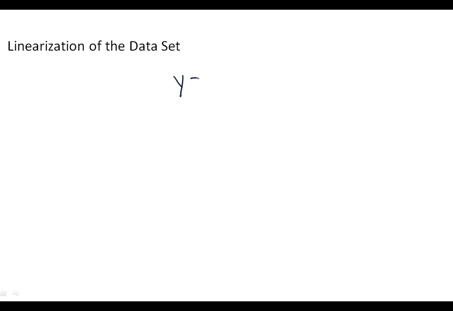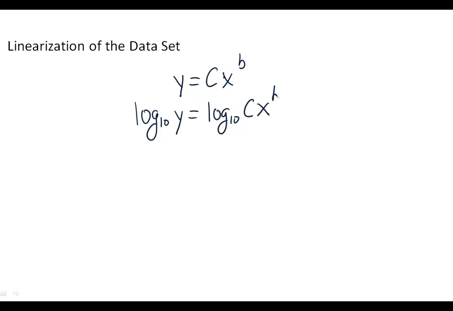Okay, let's take a look at how we're going to calculate the parameters here, capital C and little b. This is going to be very similar to what I did with the exponential model. I'm going to take the log base 10 of both sides and then simplify using the log rules. I'm going to end up with a linear equation, and that will tell me how to proceed with the calculation.